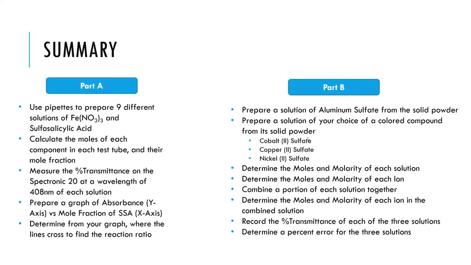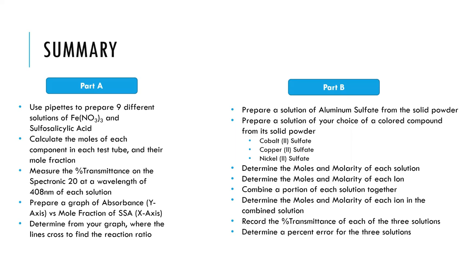You'll then combine some portion of these two solutions to prepare a third solution. And that third solution will have some aluminum ions in it, some transition metal ion in it, and sulfate from both solutions. So you can determine how many moles of each compound or each ion are present and the molarity of each ion. You're then going to be measuring the percent transmittance of these three solutions at the appropriate wavelength and using the provided equation to determine what is the measured molarity of your three solutions.